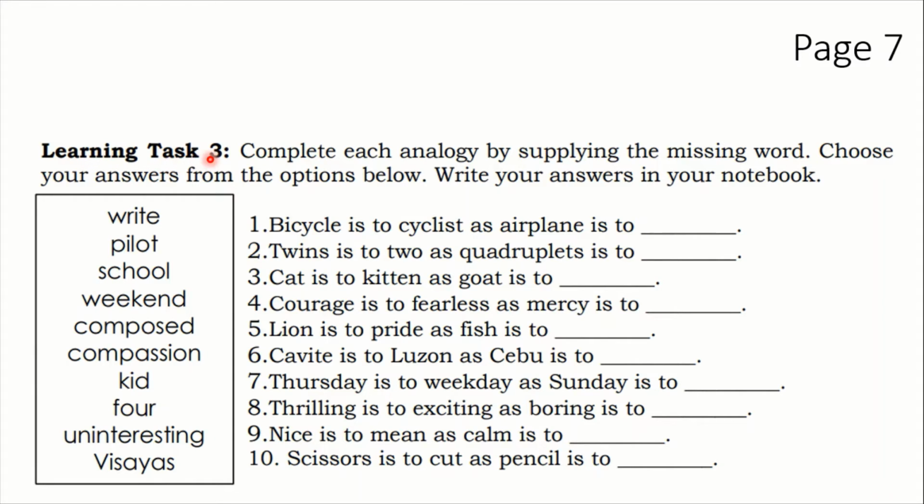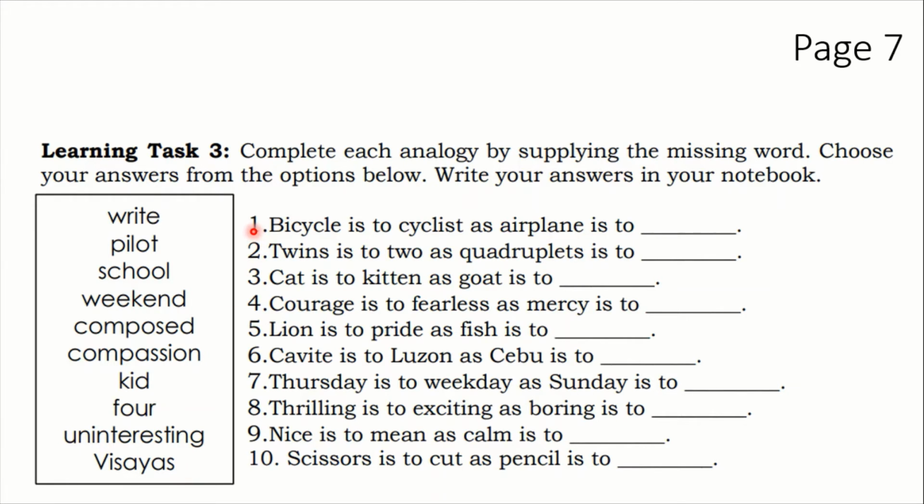For learning task number 3, the instruction says, complete each analogy by supplying the missing word. Choose your answers from the options below. Write your answers in your notebook. The options are write, pilot, school, weekend, compose, compassion, kid, for, uninteresting, and Visayas.